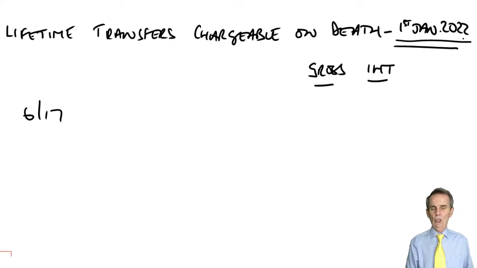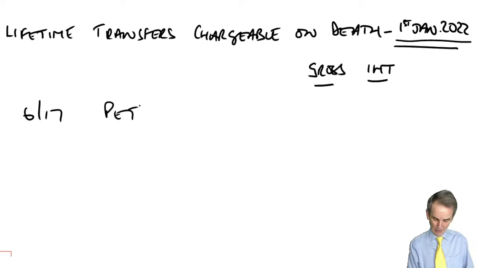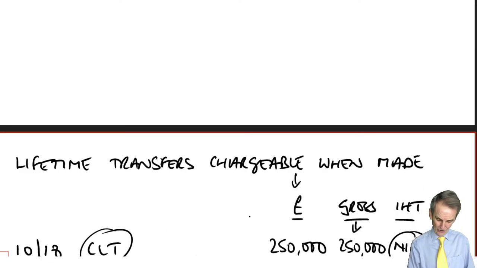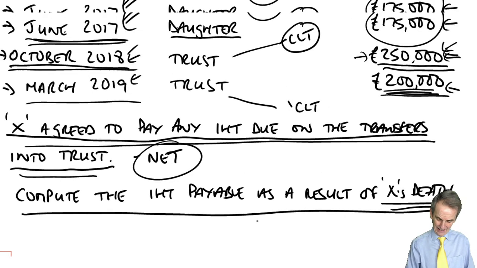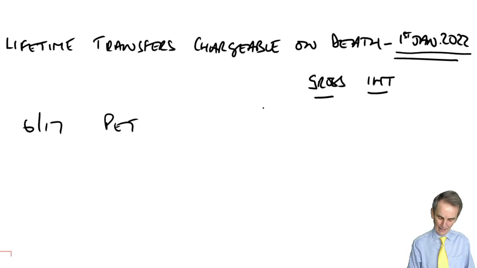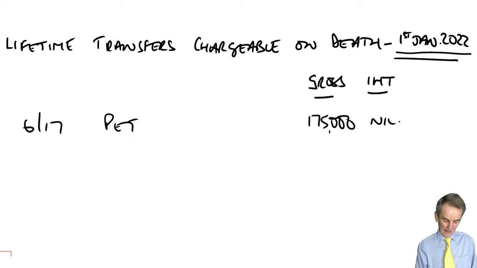That's the first lifetime transfer within the 7 years before the date of death. What was it? It was a PET. And how much was it? That PET was £175,000 there, and we record that. We only keep here a gross column going in addition to our IHT column. So it's £175,000. So clearly there's no IHT there.